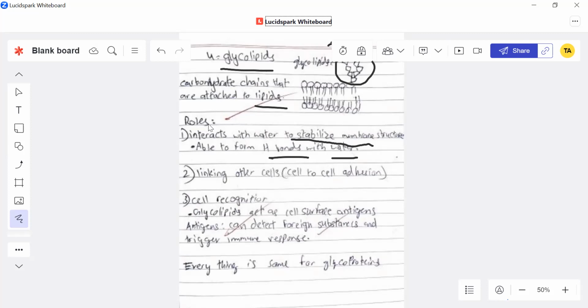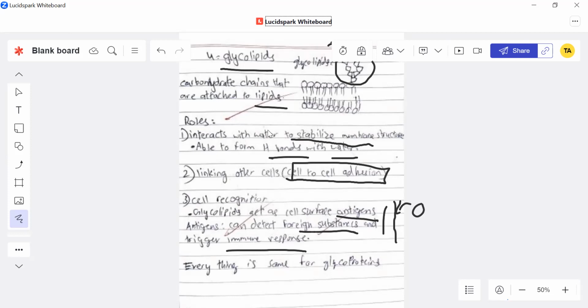Other than that, like proteins, they can also link other cells for cell-to-cell adhesion. They can also recognize cells. Glycolipids act as cell surface antigens. Antigens can detect foreign substances and trigger immune responses. So when a foreign substance like a virus enters the cell membrane, the glycolipids can detect it. They would act as antigens and they would trigger an immune response.